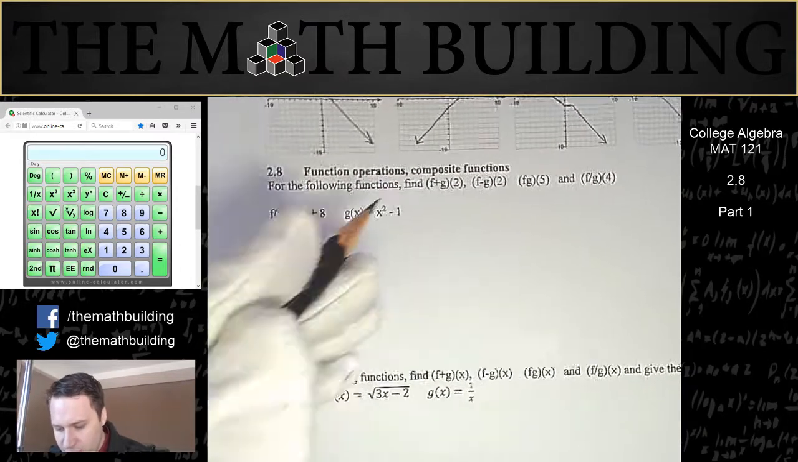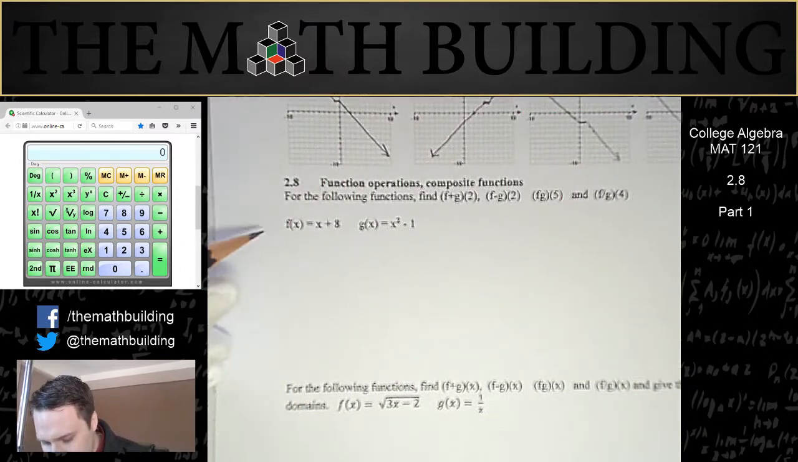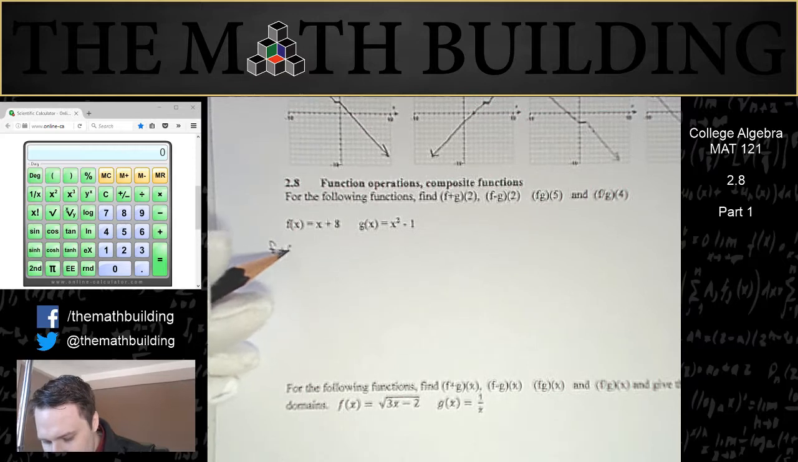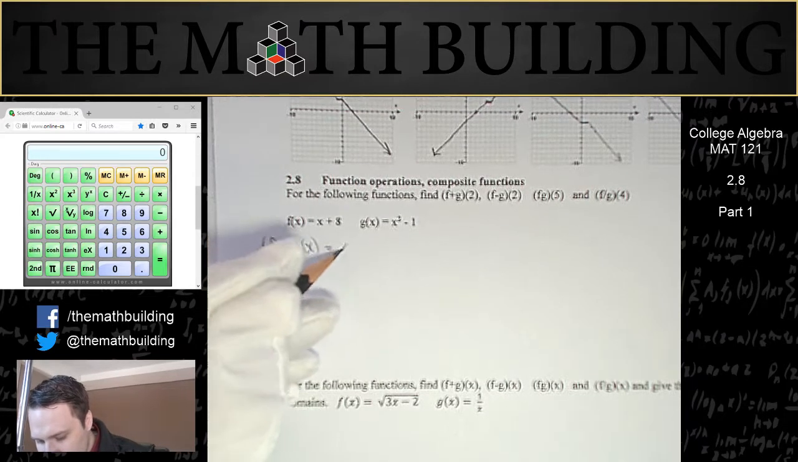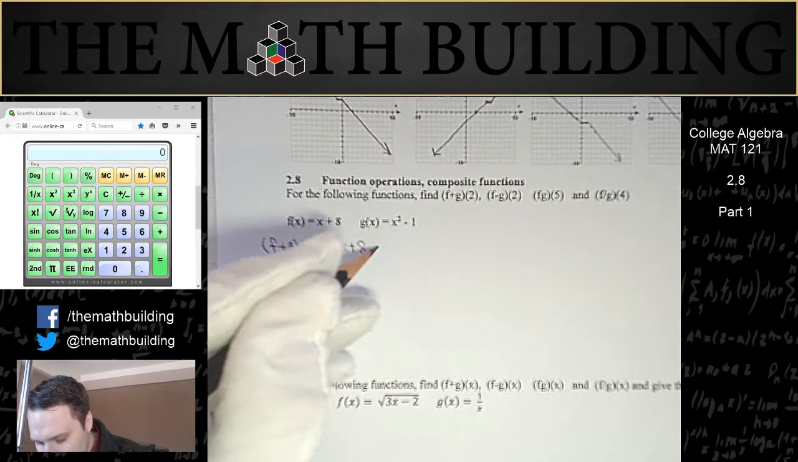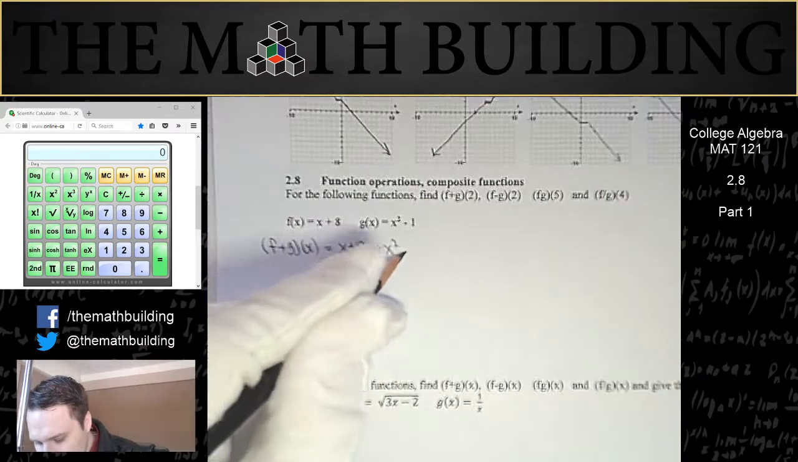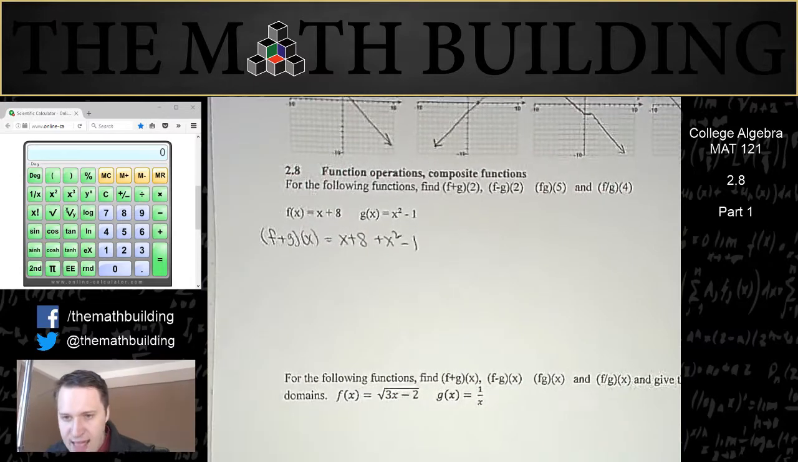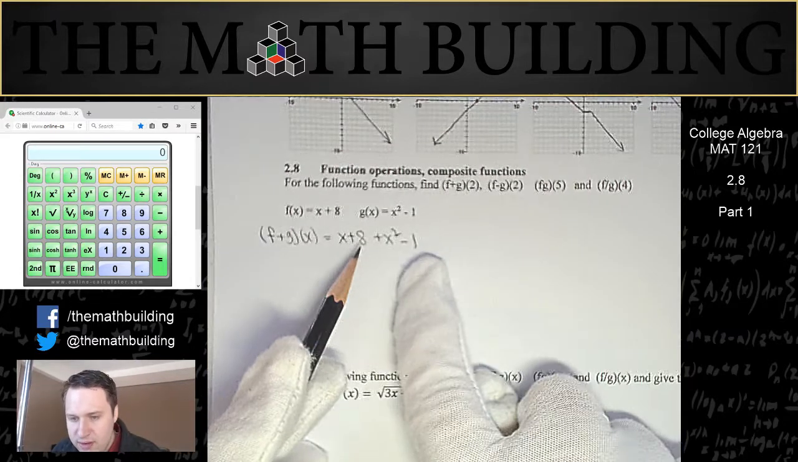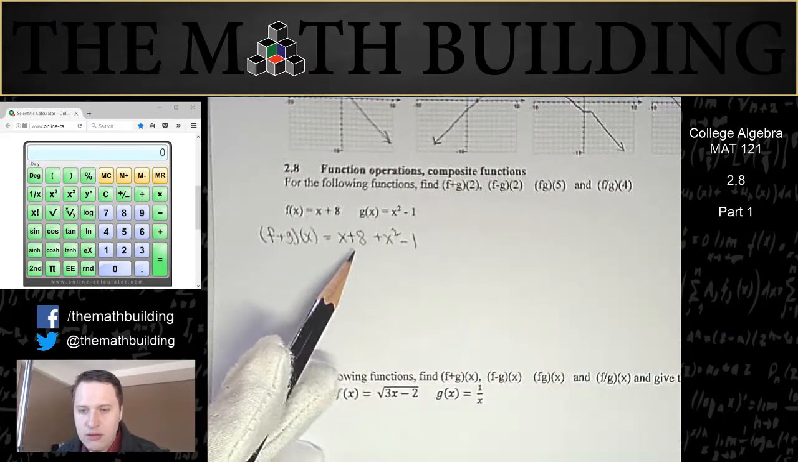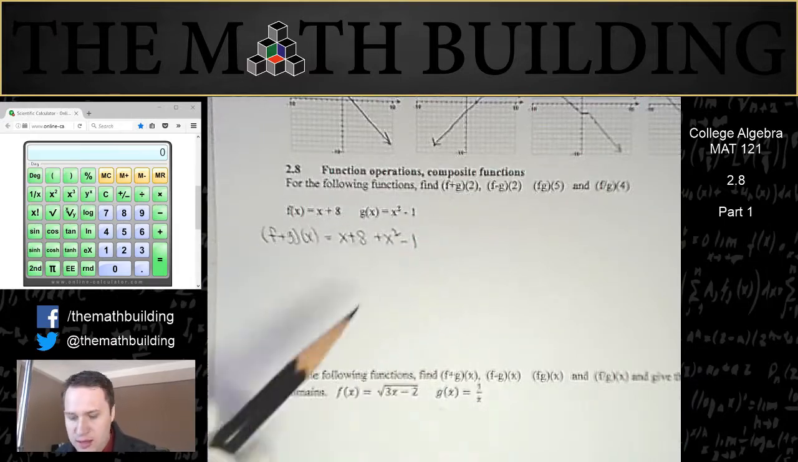So here's the first way. Let's find f plus g of 2. F plus g of x would look like this. You just add the two functions together. Okay, so we just added f plus g, and notice we could do a little simplifying right there, but I'm not going to do that because we want to go straight to plugging in 2.